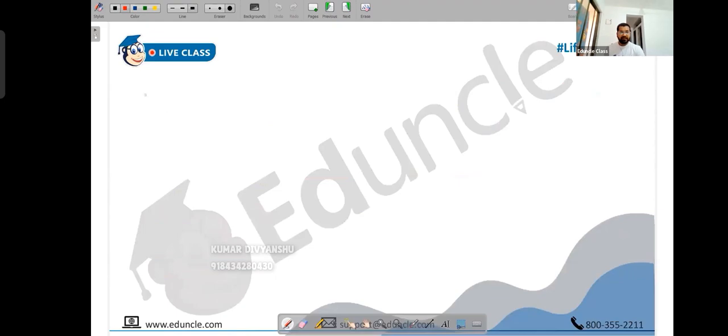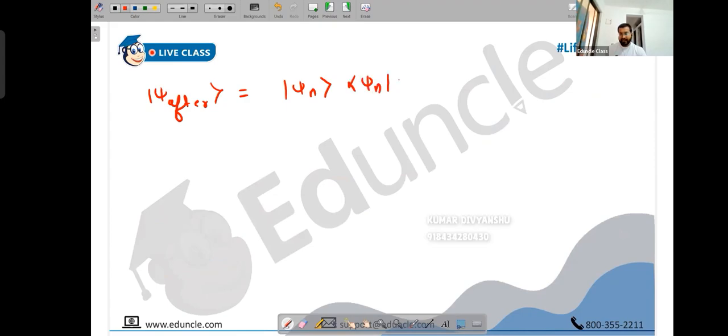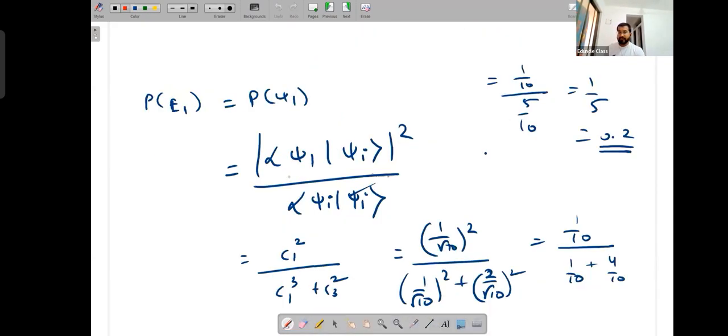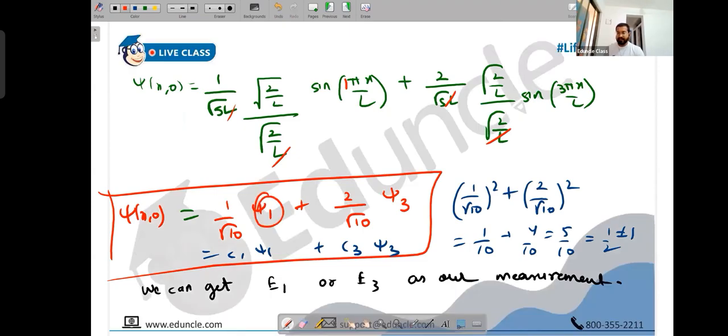So what is the equation of the collapse wave function? Psi after was psi n, and then the scalar product of psi n with psi I, upon psi I psi I. But the denominator is not 1, so we have to calculate this. It depends on what we have measured. If we measured, let's say, E1, then psi after is psi 1. We want to calculate what happens if you measure E1, and if we measure E3, then what will be the value of psi after. I hope you remember from the morning. The answer will be some multiple of psi 1 only.